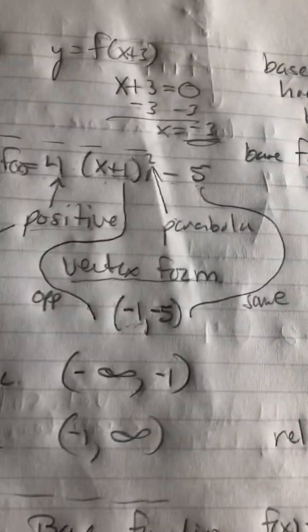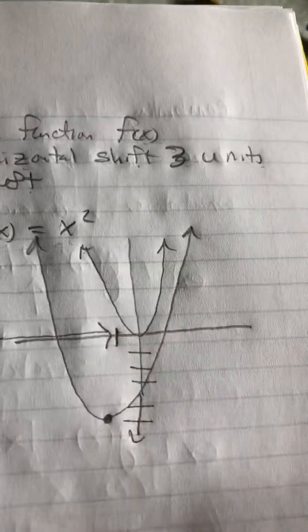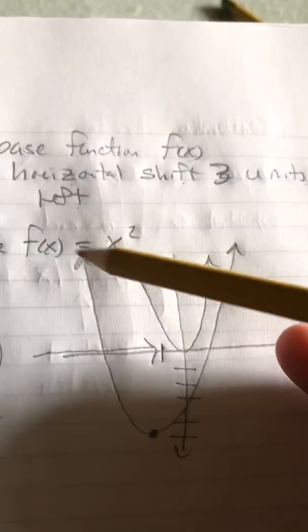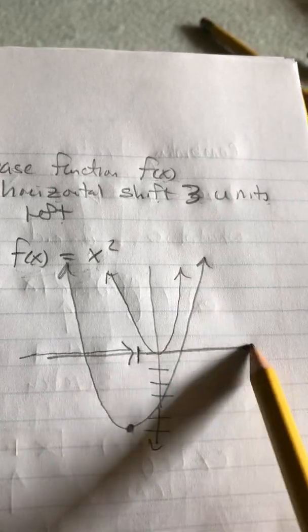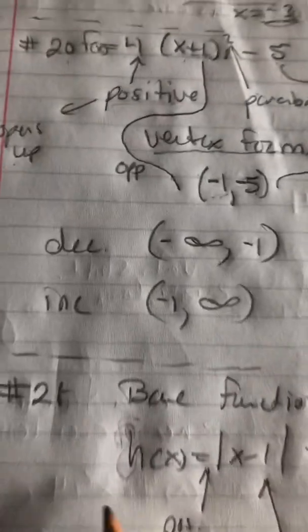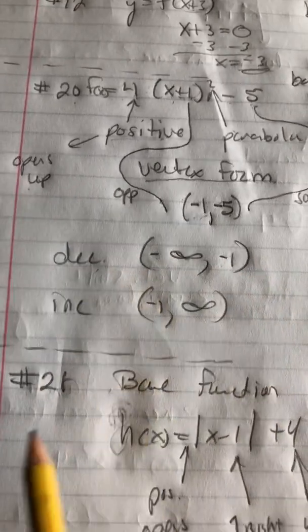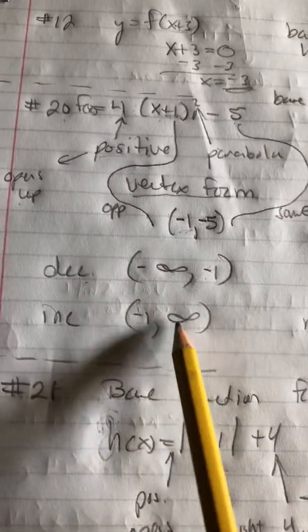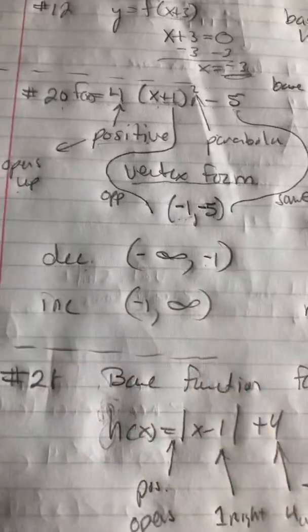Now, the book asks, where is it decreasing and where is it increasing? Well, from negative infinity to 1, negative 1, forgive me, this is decreasing. And from negative 1 off to positive infinity, it's increasing. So our notation is negative infinity to negative 1, it's decreasing. And it's increasing from negative 1 to infinity. And I don't use the closed brackets. These are open brackets. Okay.